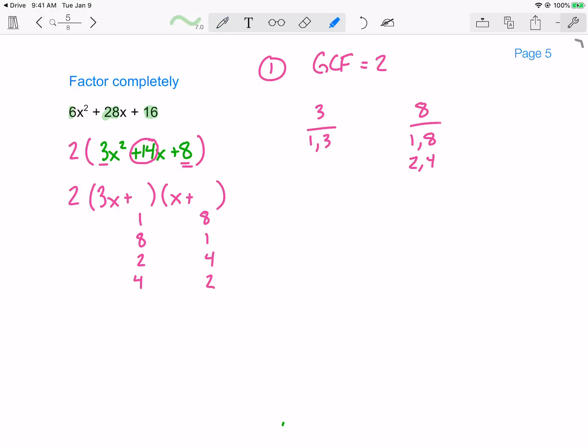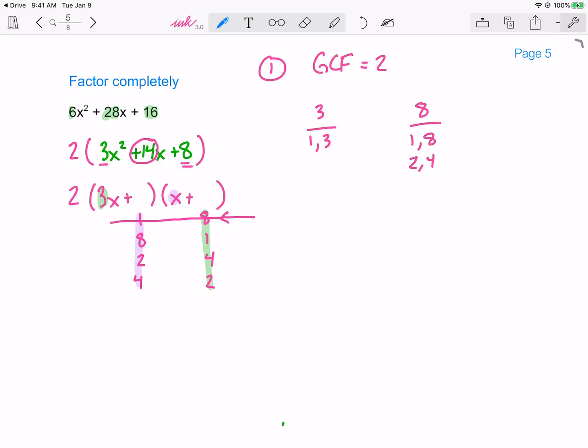And what I need to look at is when I multiply the 3 by these numbers, or when I look at the 1x times these numbers. Okay, but I'm really focusing on the 1, not as much the x. And then I add those two results together. So purple times purple plus green times green needs to give me that 14 that I'm looking for. So if I were to do that, let's look at this first one. 3 times 8 is 24. So that is way bigger than 14.